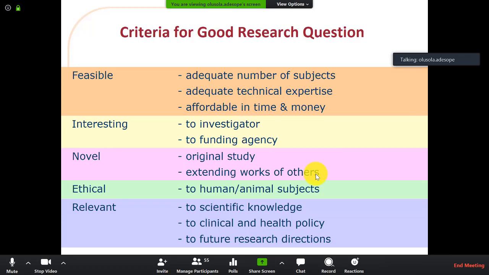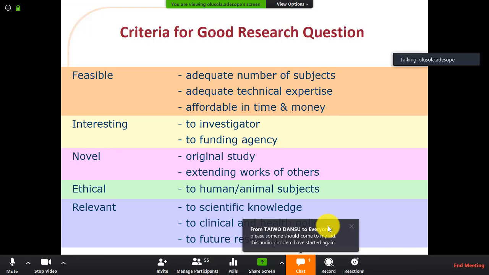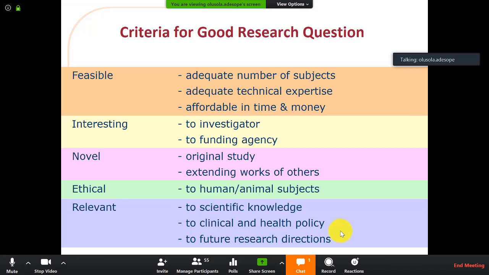It should be ethical. A good research question should be ethical to both human and animal subjects. It should be relevant to scientific knowledge, to clinical and health policy, and to have future research direction. In fact, when I teach research methods class, I always tell my students that when you propose one good research question, you should seek to answer that question, but a good research question will leave you with three unanswered questions, at least, at the end of the study.